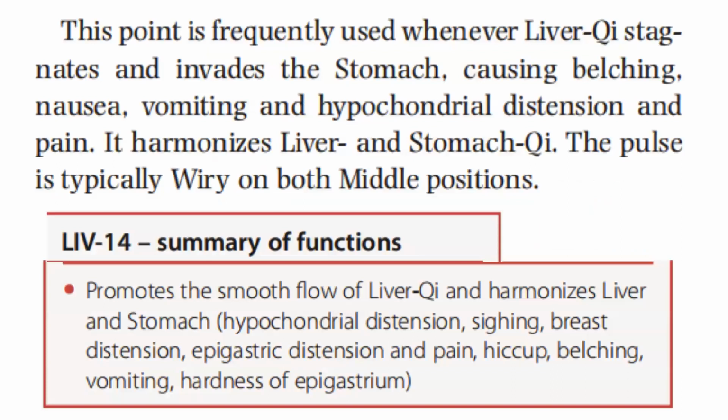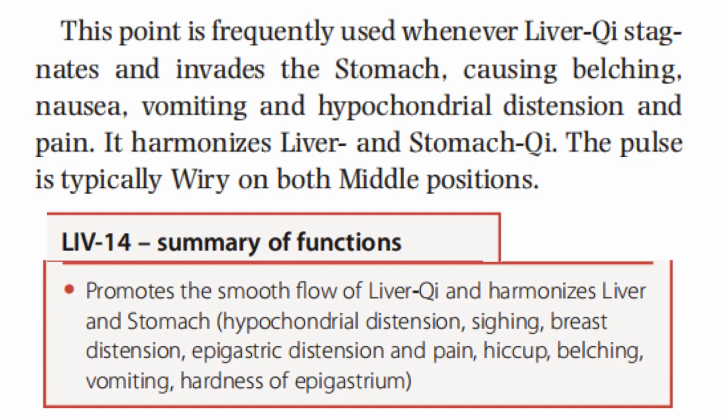This point is frequently used whenever liver qi stagnates and invades the stomach, causing belching, nausea, vomiting, and hypochondrial distension and pain. It harmonizes liver and stomach qi. The pulse is typically wiry on both middle positions. To summarize the function, it promotes the smooth flow of liver qi and harmonizes liver and stomach. So there will be hypochondrial distension, sighing, breast distension, epigastric distension and pain, hiccup, belching, vomiting, and hardness of the epigastrium.